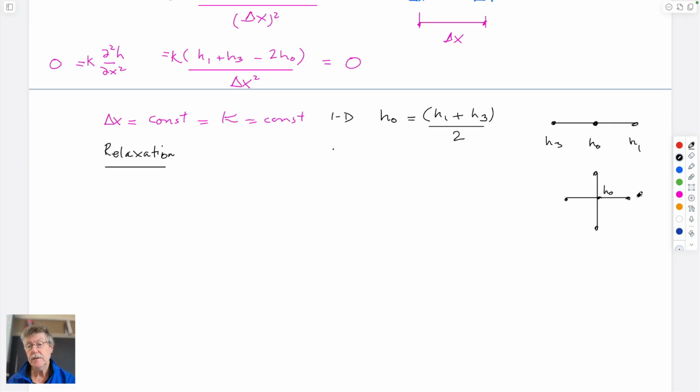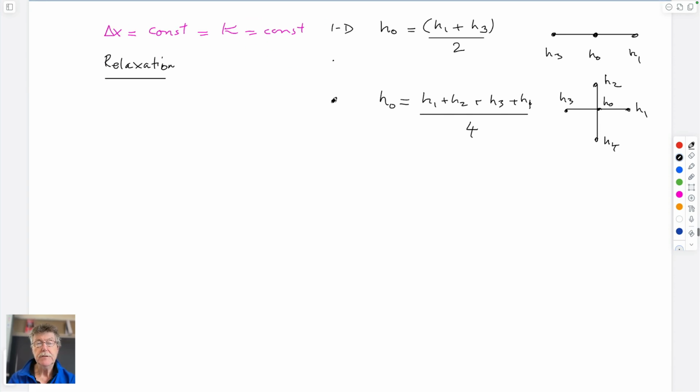So it'd be H0, this is H1, H2, H3, H4, and H0 would be equal to the sum of all the terms, the averages of them, H1 plus H2 plus H3 plus H4, not surprisingly, divided by 4. So this would be 2D, and you could probably guess by inference what it would look like in 3D.